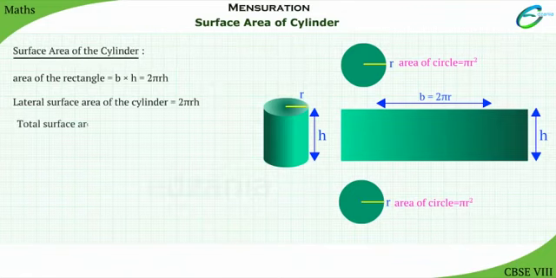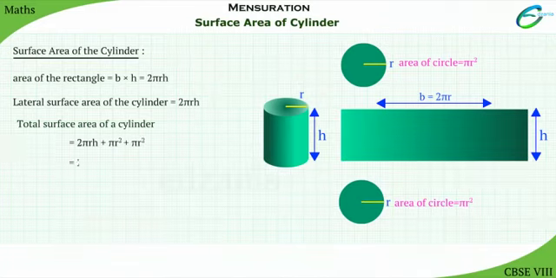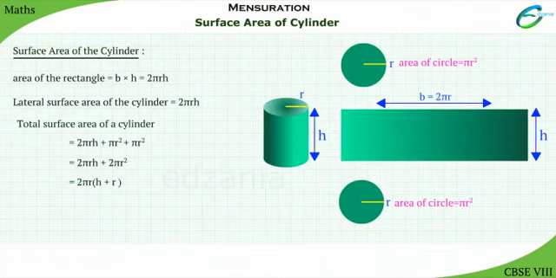The total surface area of the cylinder is the sum of the areas of the rectangle and the two circles, which is equal to 2 pi rh plus pi r squared plus pi r squared. Therefore, we get the total surface area of a cylinder as 2 pi r into (h plus r).